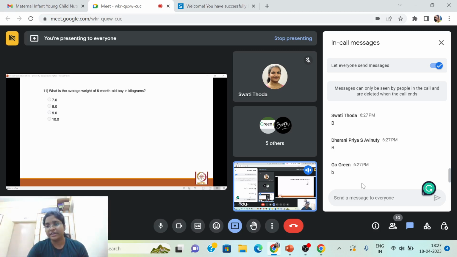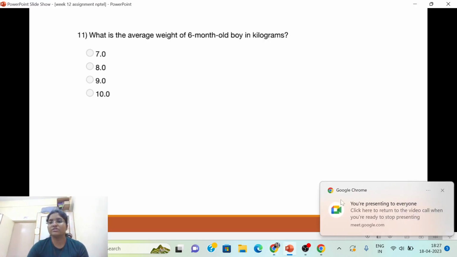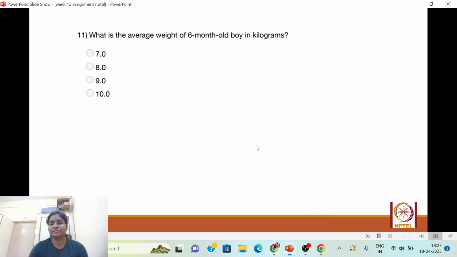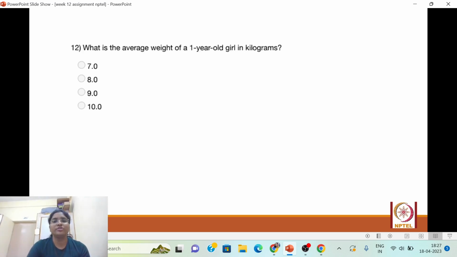Some are saying A, some are saying B. Okay, let's see what is the correct answer. The correct answer is B, 8 kgs. The average weight of a 6-month-old boy is 8 kgs. Moving on to the next question.